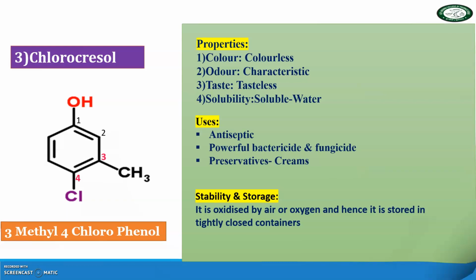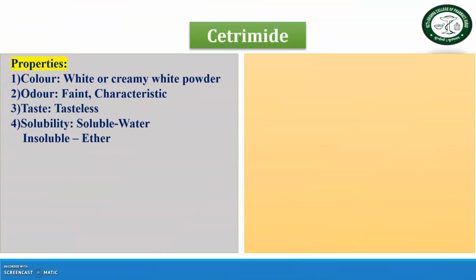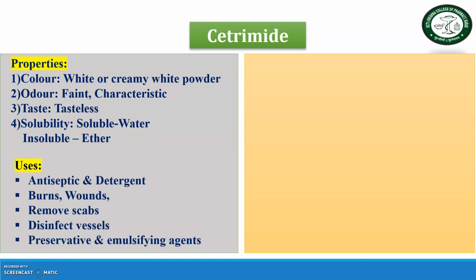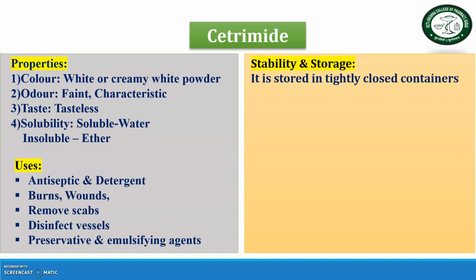Okay. Next, a very important theoretical drug. There is no structure for cetrimide, but the theory is very important. The theory covers properties, uses, stability, and different conditions. Properties: white or creamy white powder, odor is faint and characteristic, taste is tasteless. Solubility: soluble in water, insoluble in ether. These are the properties of the drug cetrimide.